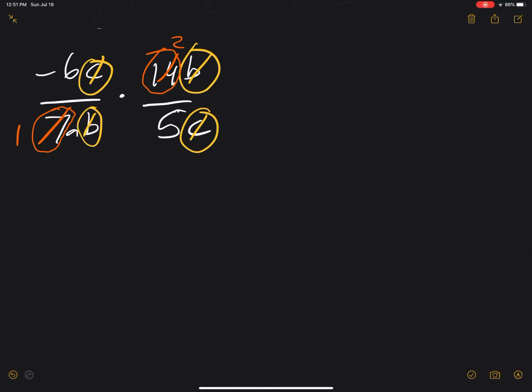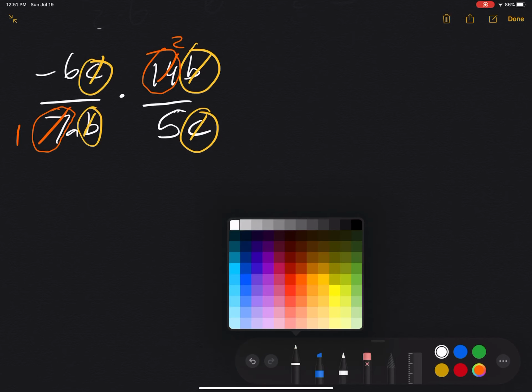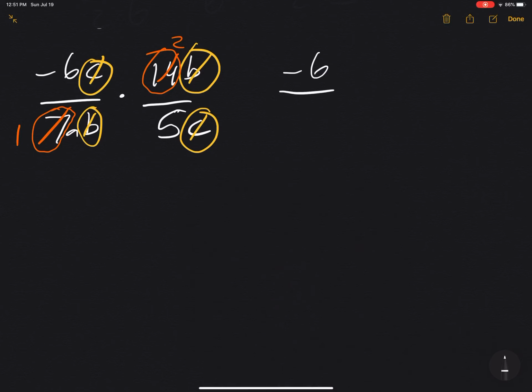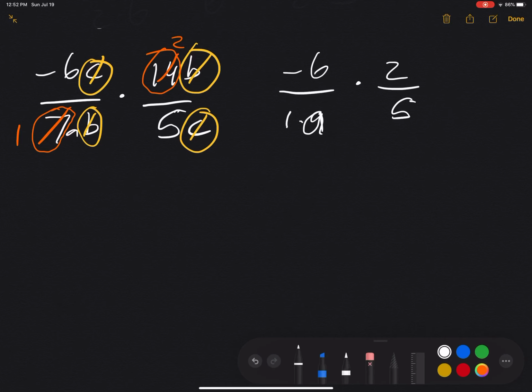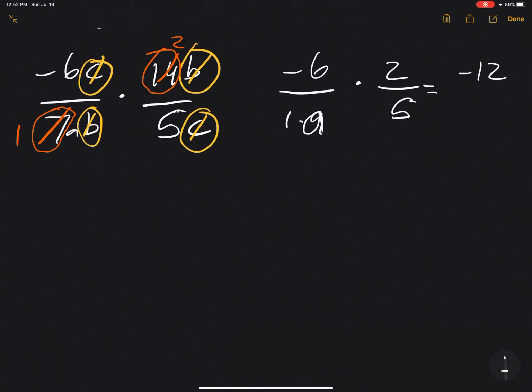And now, once I start to get jumbled, I do like to rewrite my problem to make sure I'm not getting lost. So what we have left on the top is negative 6 over 1 times a, and then that's times 2 over 5. And this is an a, not a 9. And now we look. I don't see anything else that I can simplify, so I can just multiply straight across. Negative 6 times 2 is negative 12. 1 times a times 5 is going to be 5a. And that is what we're left with. And that is multiplying fractions.